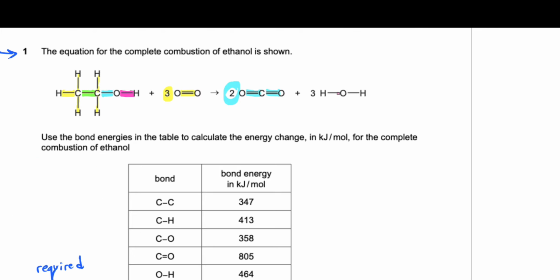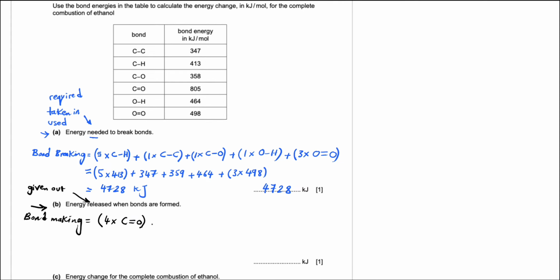Also, we have the bond between oxygen and hydrogen repeated twice in one water molecule, but we have 3 water molecules. So we're going to have 3 times 2, which is 6 times the bond energy between oxygen and hydrogen. That's going to be 4 times 805 plus 6 times 464. This adds up to 6,004 kilojoules. So the answer here is 6,004 kilojoules.